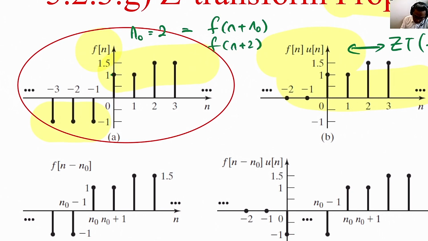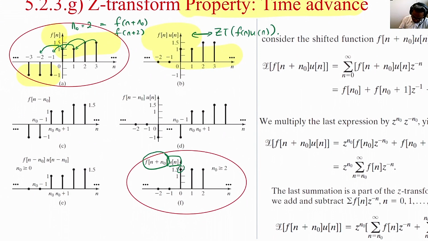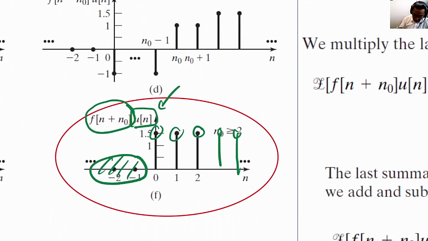So what happened is that we shift the signal 2 samples to the left. This guy goes to here, this guy goes to here, this guy goes to here, and this guy goes to here to get this signal. 1, 1, and of course the third guy goes to this point. Now, what about the anti-causal part? Because we multiply by u[n], the anti-causal part goes to 0.